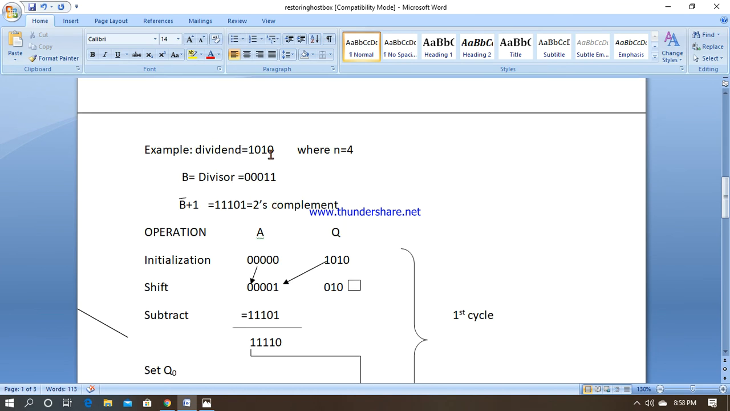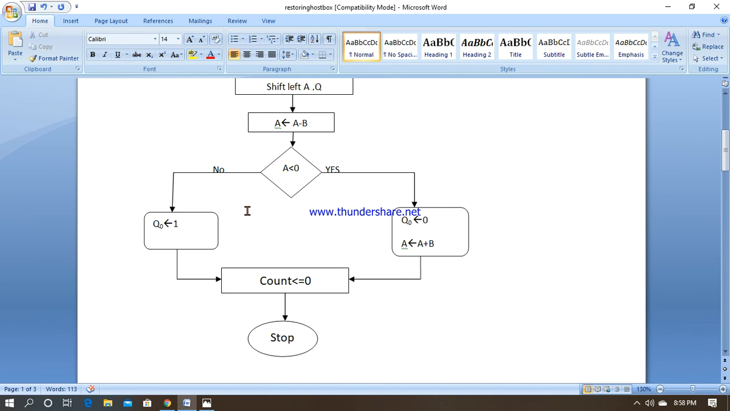So we have a dividend 1010 and divisor 0011, where you have n bits equal to 4. Just division. So I am extending the MSB bit with 0, because n plus 1 and some rules are saying so here. And immediately go for B's 2's complement value, that is 11101. That is the 2's complement of B, that is B complement plus 1. Based on the flowchart only we are doing the operation here.